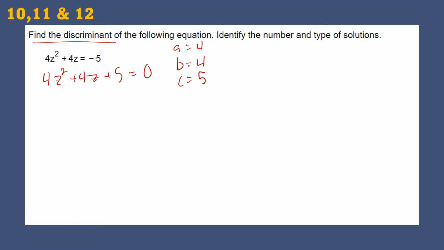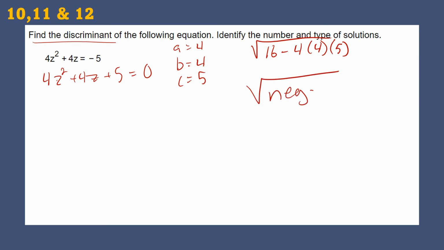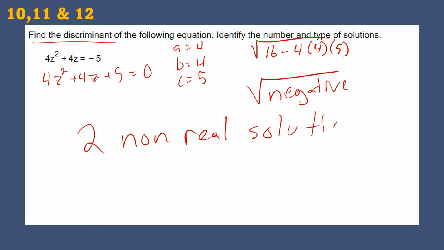So we're going to try this in just the discriminant, which was the part in the square root. So that's b squared, so 16, minus 4 times a, which is also 4, times c, which is 5. And if we were to multiply that all out, what we'd end up with is a negative number in here. So what we'd say is we have 2 non-real solutions. They exist, they just don't really exist. They're imaginary.